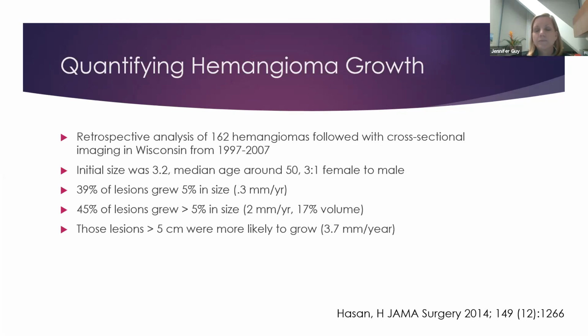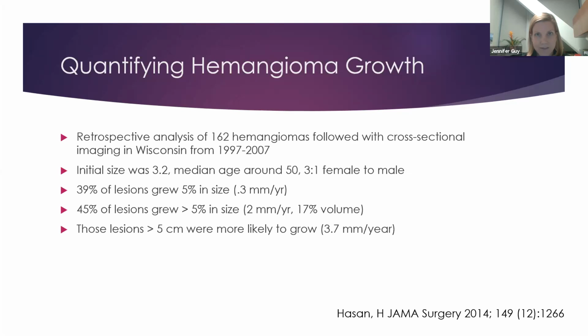And just to note that if you read the guidelines and studies, this is the classical description: people present between their 30s and 50s. They're women, and oftentimes the median size is 3 centimeters. And of the lesions they looked at, 40% of them grew by 5% in size, which they determined to be 0.3 millimeters per year, so small measurements here. 45 grew over 5%, which they marked as 2 millimeters per year. And those lesions that were over 5 centimeters were more likely to grow.